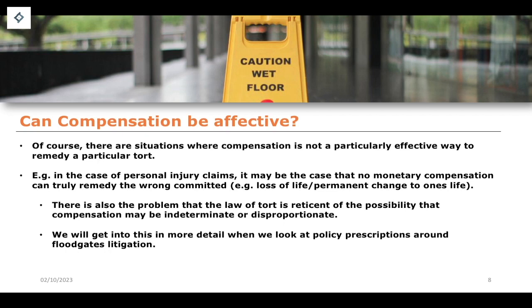But for now, the next lesson is going to look at the different types of tort and the different kinds of protected interests within the law of tort, before we move on to actually looking at the substance of the law of tort, beginning with the tort of negligence.